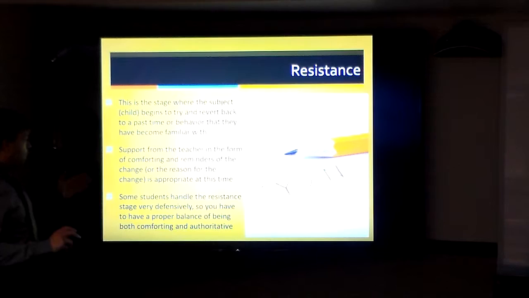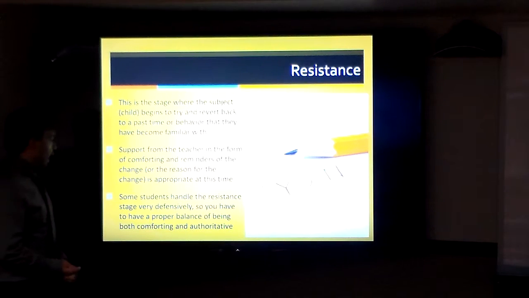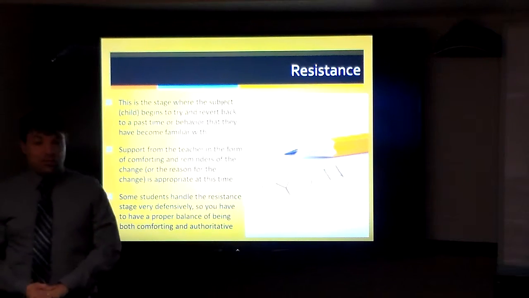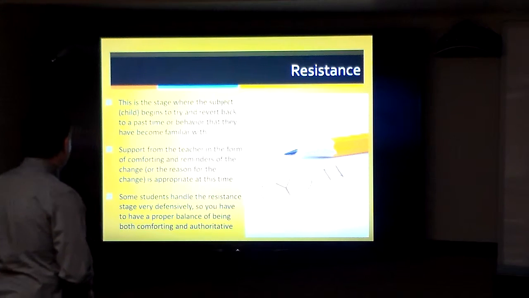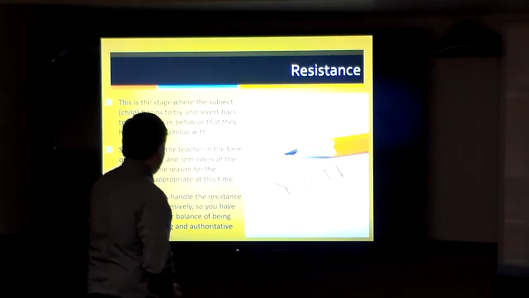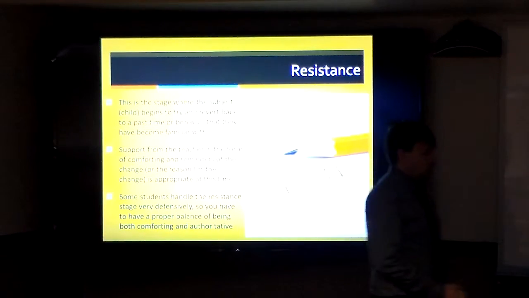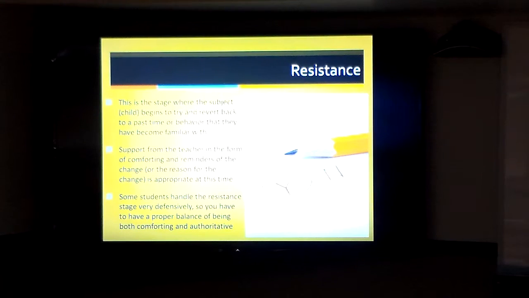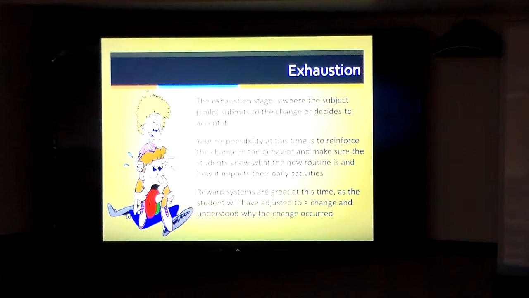So what does the teacher do in that situation? They need to comfort them. They need to remind them of the change, and they need to help the situation from becoming a problem. Children handle this very defensively. So you have to balance it, and you have to be comforting, but you still have to keep that authoritative and authoritarian perspective that we talked about earlier in the course.